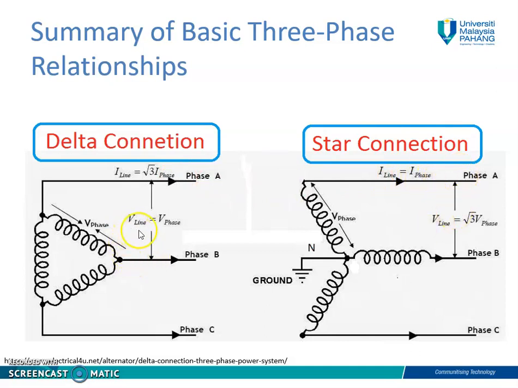Okay, we look at the V line. For the delta connection, V line is equal to V phase. But differently, in the Y connection, V line is equal to √3 times V phase. So this is the difference between the delta connection and the Y connection.